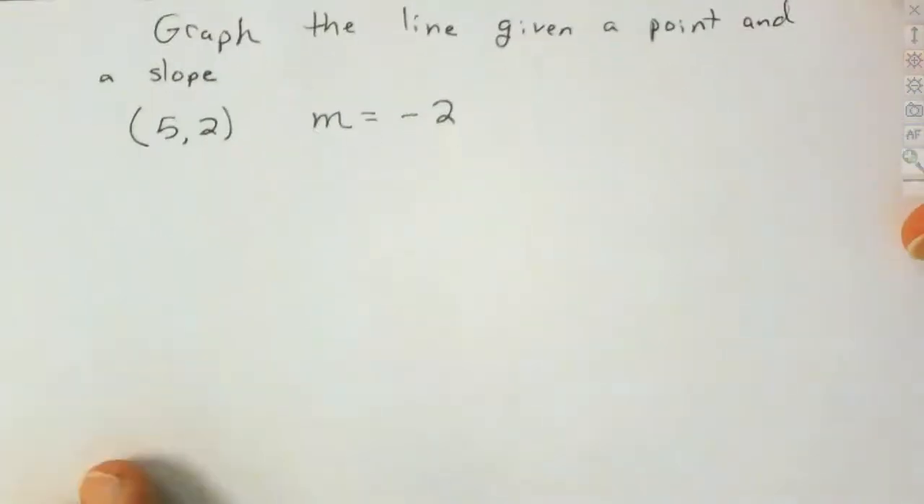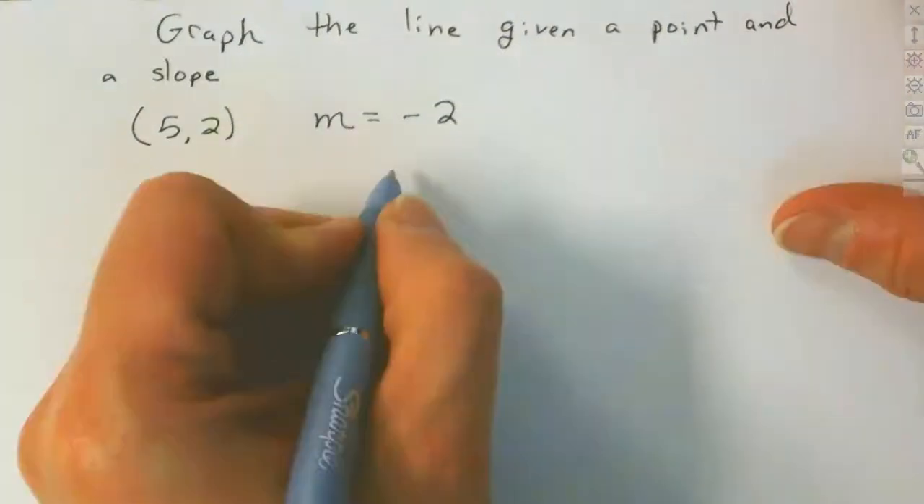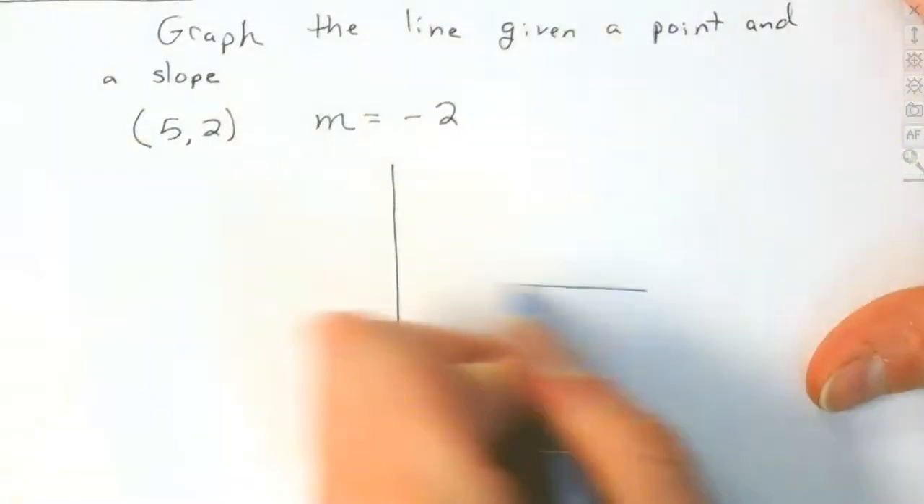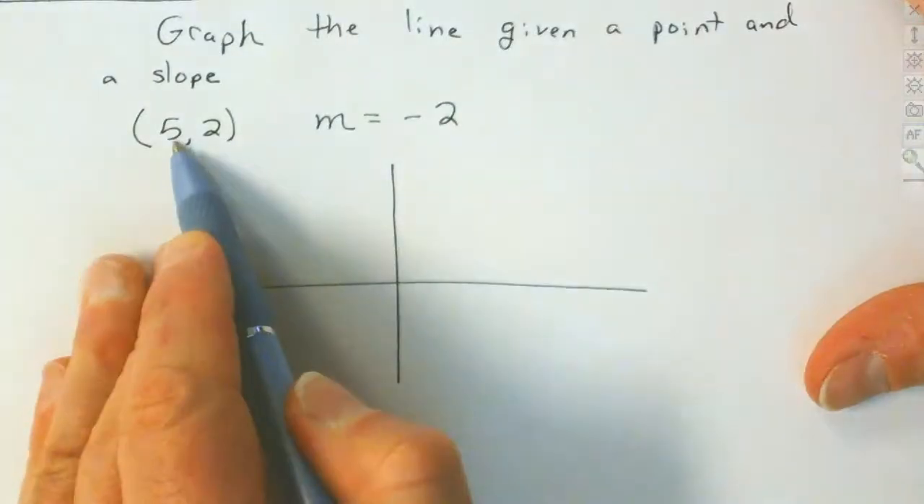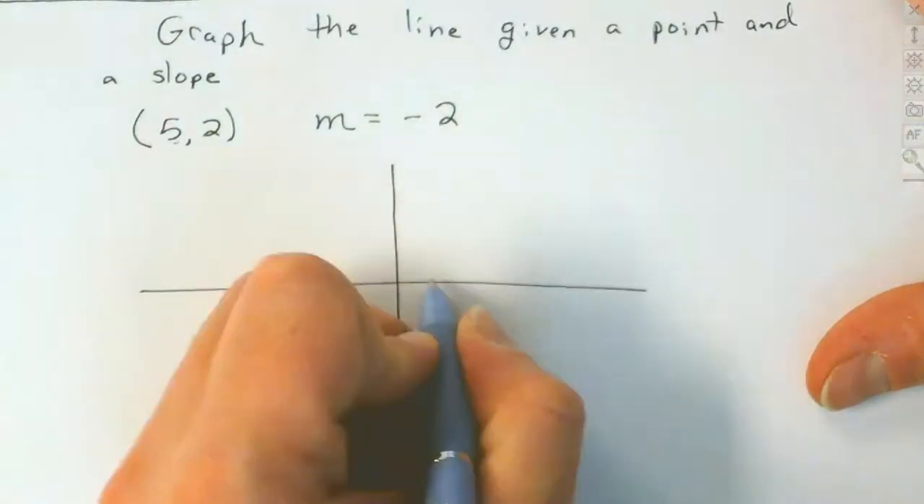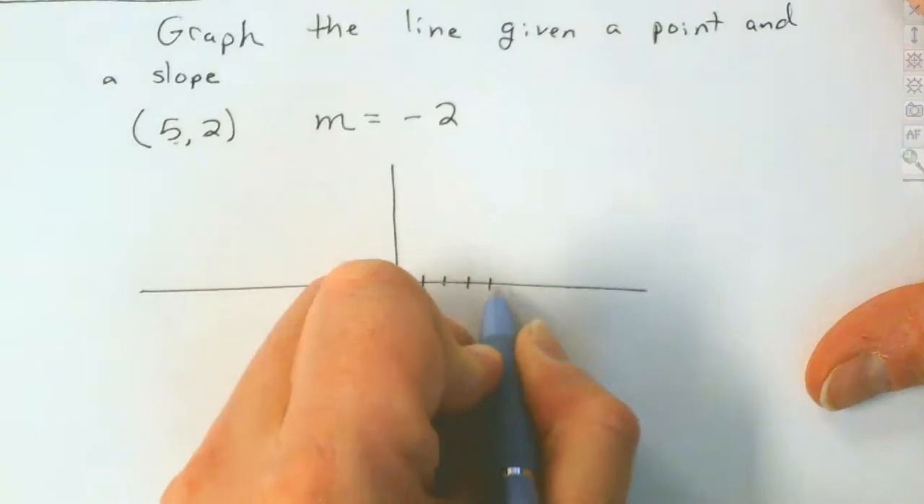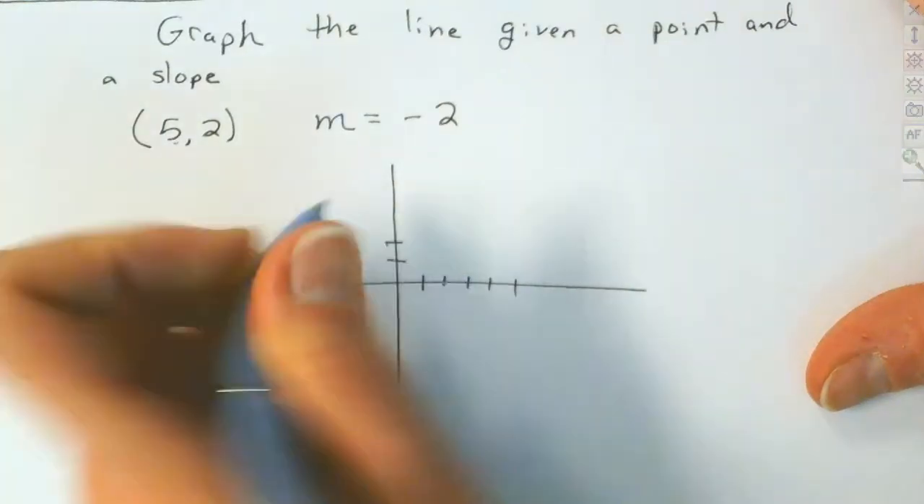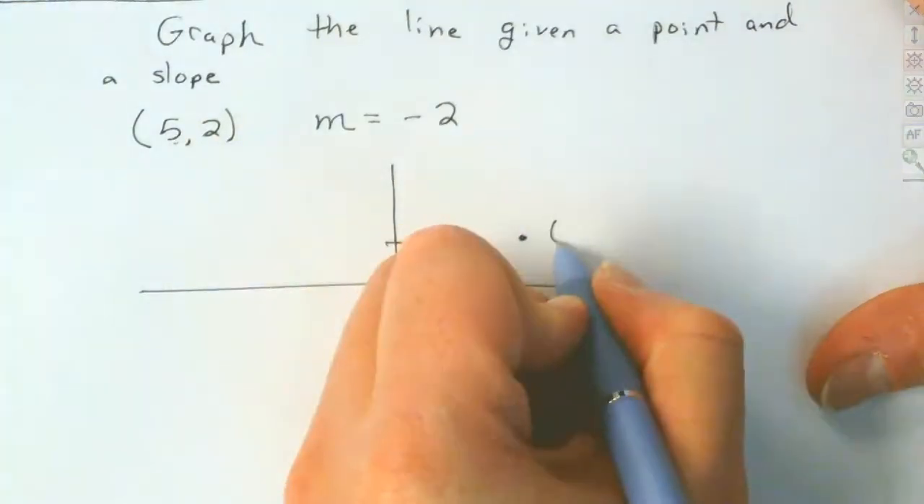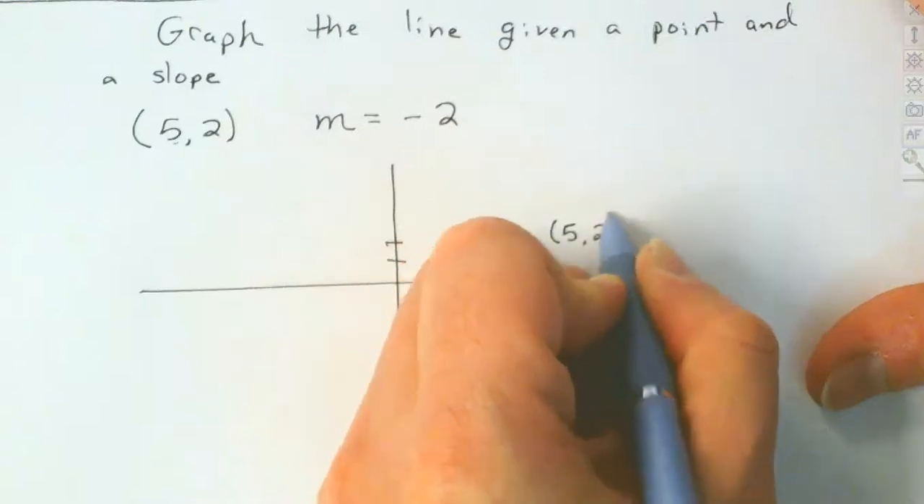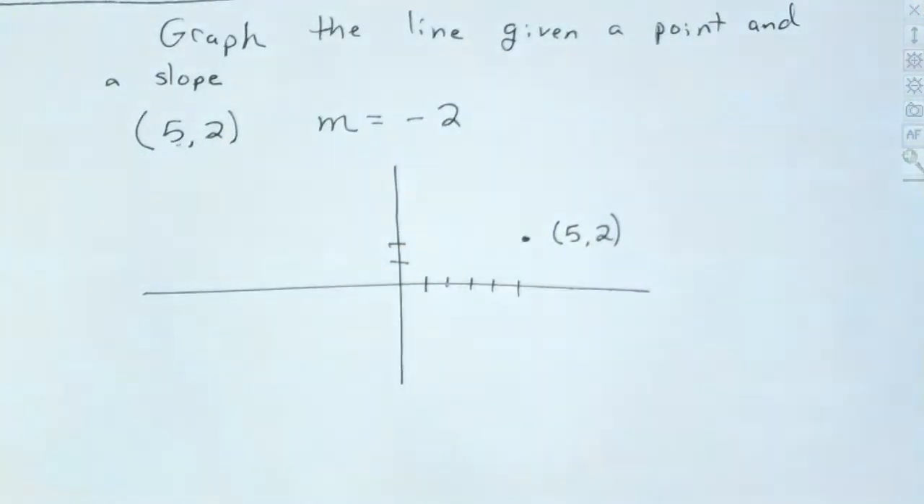We've got the first point already, so we plot our first point. So our first point is 5, 2. So that's over 5, and that's up 2. So there it is at 5, 2. Now, we need another point.